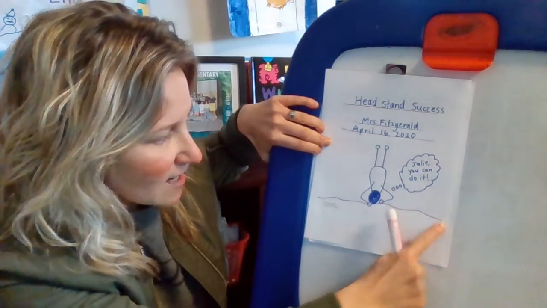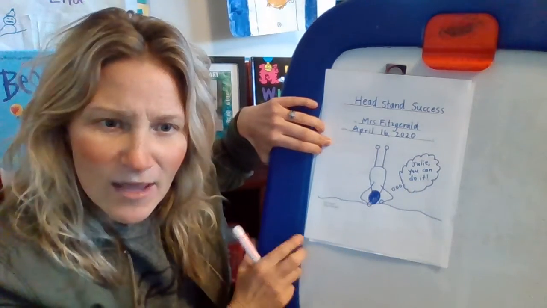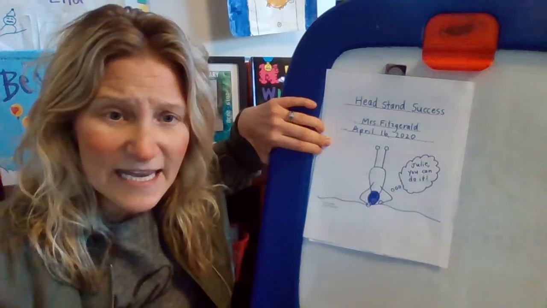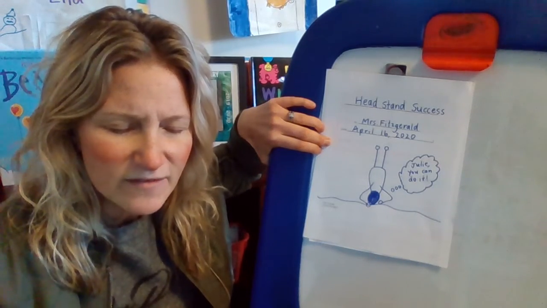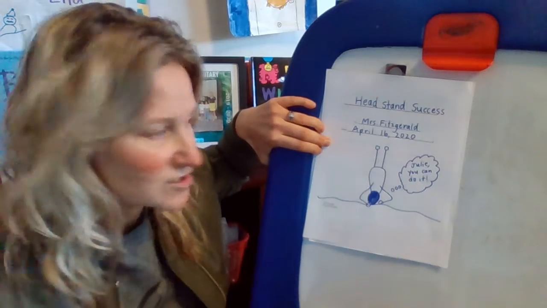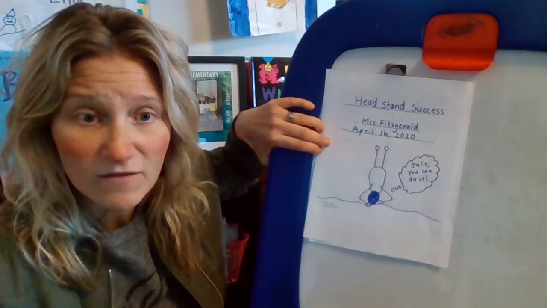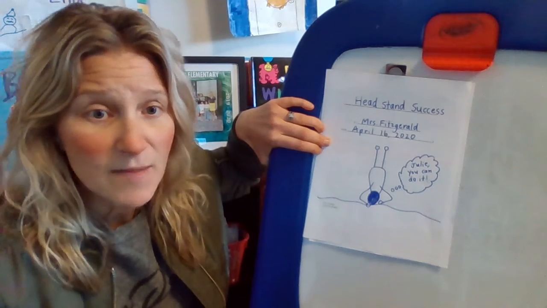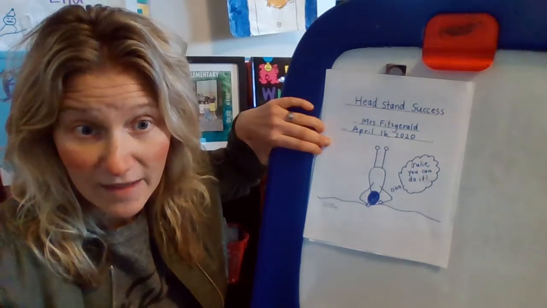And then I drew my ground. I drew me. And I drew a thinking bubble. And when I was doing that headstand, I had to think to myself, Julie, you can do it. Don't give up. So I put those words inside of my thinking bubble. Maybe you put a speech bubble on your front cover. Maybe you put a thinking bubble. Maybe you include the people that you are with.